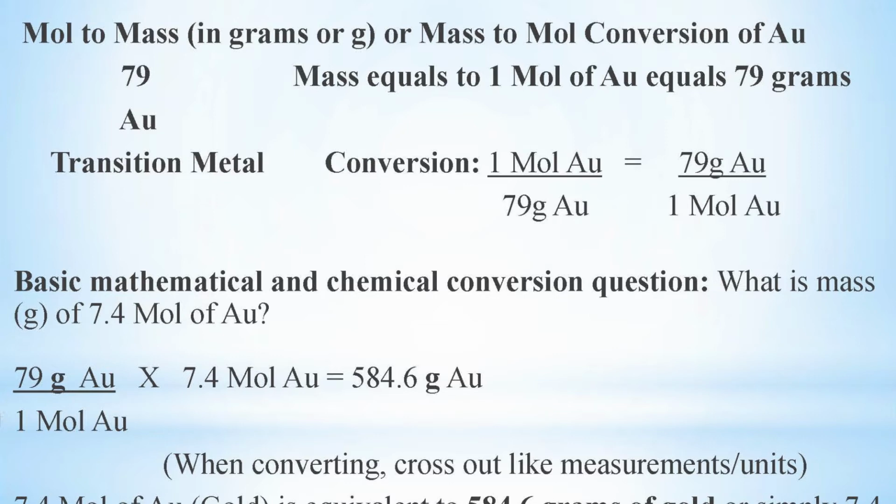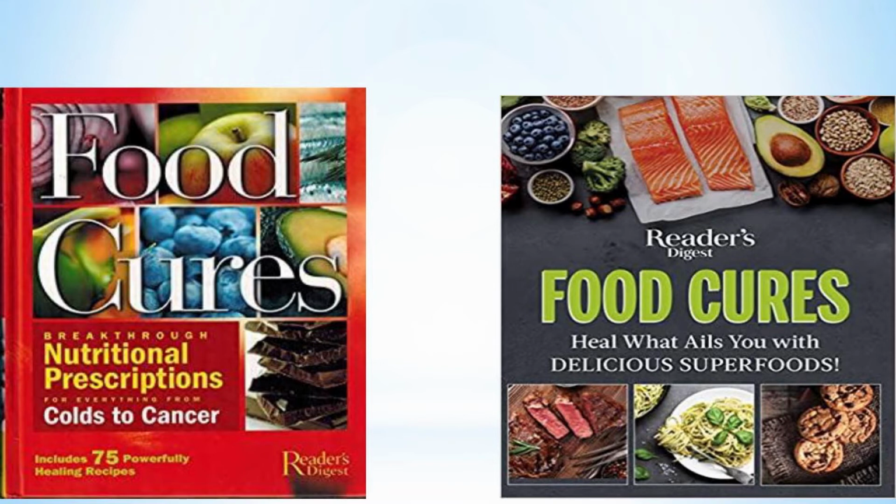So all you have to do is multiply 79 grams of gold by 7.4 moles of gold, which is going to yield 584.6 grams of gold. And again, when you're converting, cross out your like measurements or units. And so all you have to do in order to ensure that you get the right unit of measurement to balance your equation on the right, here you would simply draw a line through mole, M-O-L, because the question is asking you what is the mass or grams.